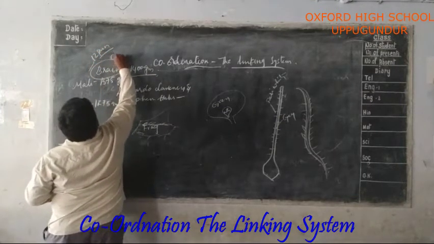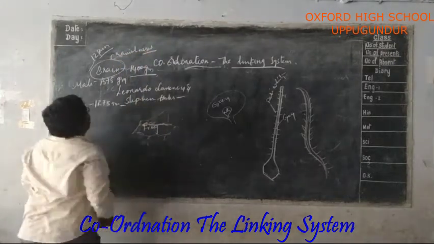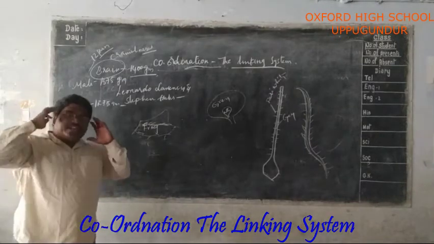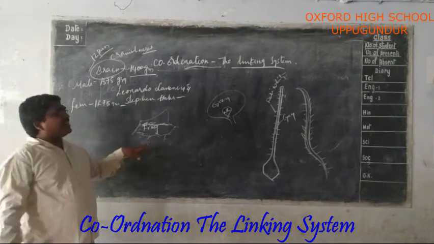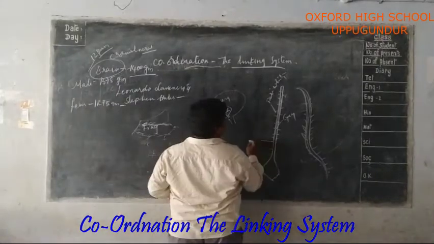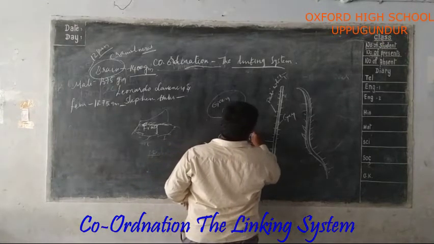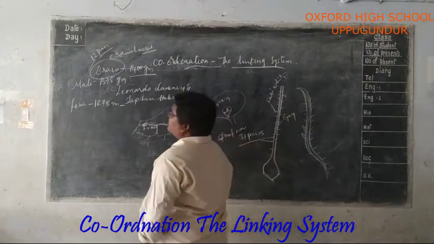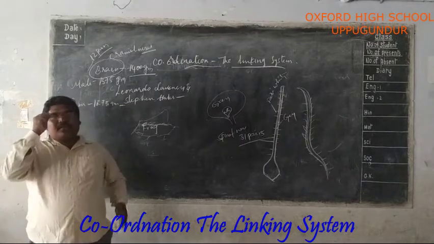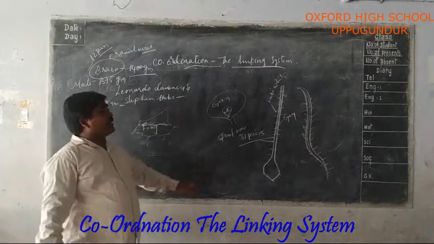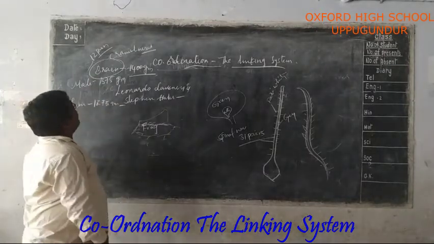Now, the number of nerves present in the brain is 12 pairs, the 12 pairs of cranial nerves. The nerves which originate from the brain are called cranial nerves. There are 12 pairs. The nerves which originate from the spinal cord are called spinal nerves. There are 31 pairs. So the spinal cord has 31 pairs of nerves and the brain has 12 pairs of nerves.